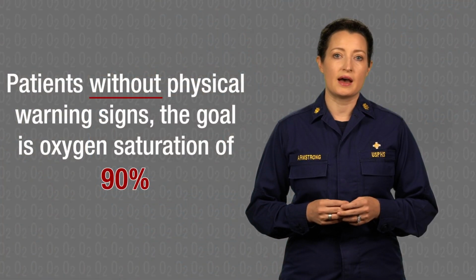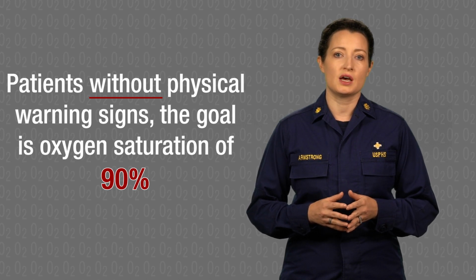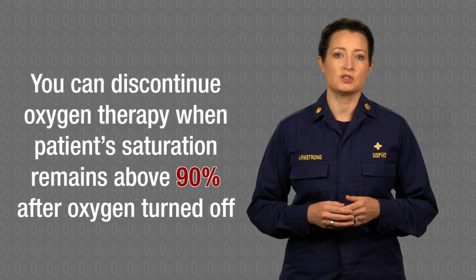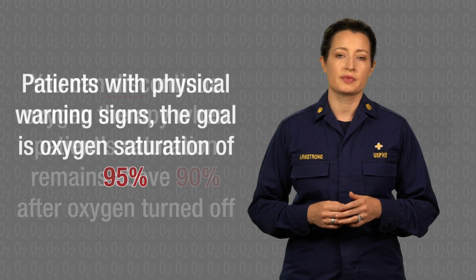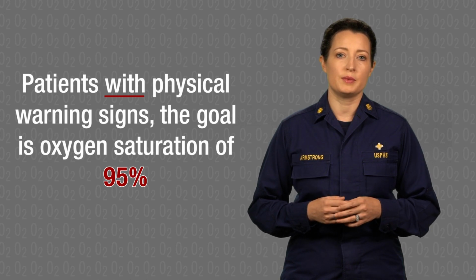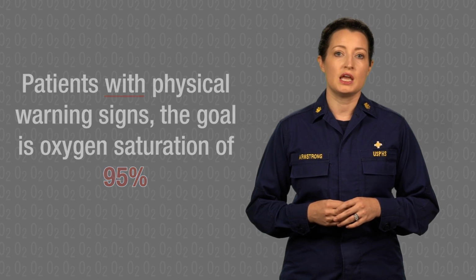In patients without physical warning signs, the goal of therapy is to achieve an oxygen saturation of 90%. You can discontinue the oxygen therapy when the patient's saturation remains above 90% after the oxygen is turned off. In patients with physical warning signs, the goal of the therapy is to achieve an oxygen saturation of 95%. If a patient's oxygen levels do not improve with oxygen therapy, they will need more intensive treatment.